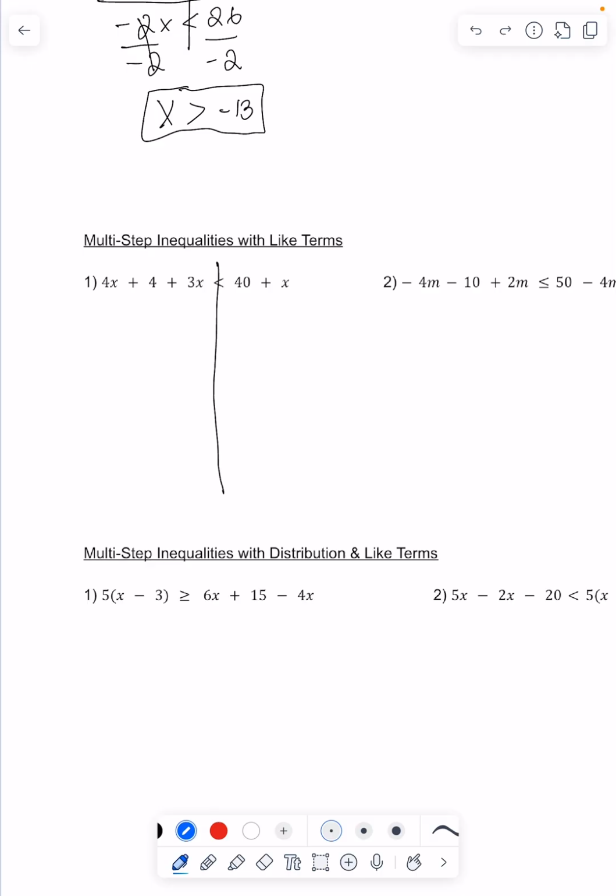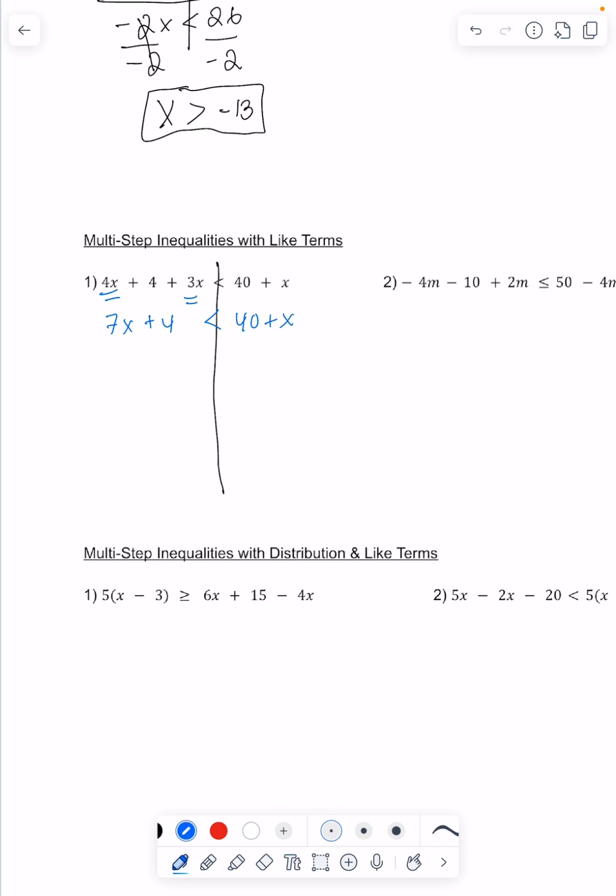So in this case, if I look at the left-hand side, I'm going to ask myself, are there any like terms? And here we would have like terms. It'll be the 4x and the 3x. So that means that we could combine those. So 4x plus 3x here will give us 7x. We didn't do anything to this plus 4, so we just bring it down. So plus 4 is less than 40 plus x.